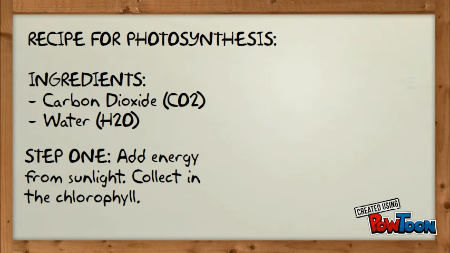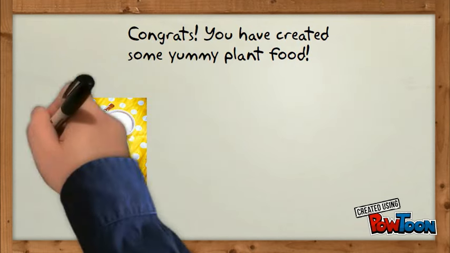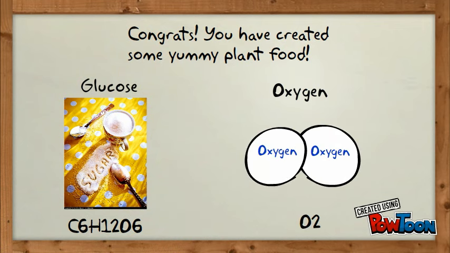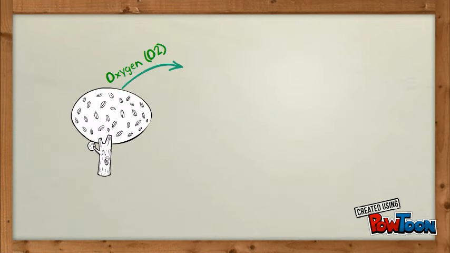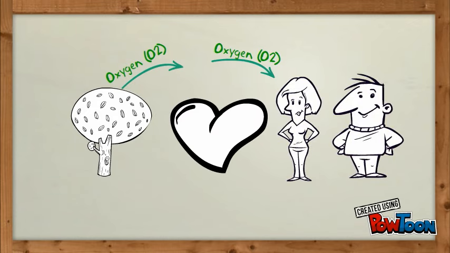Through this chemical reaction with sunlight, carbon dioxide, and water, the plant produces glucose, or C6H12O6, and oxygen. They release the oxygen to the air for us and for other animals to breathe. This is one reason why plants are so important to us.